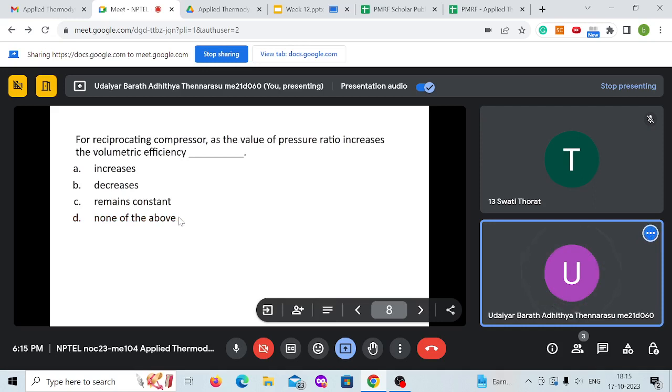So moving on, for a reciprocating compressor, as the value of pressure ratio increases, the volumetric efficiency dash. So in a reciprocating compressor, if your pressure ratio is more, what happens to volumetric efficiency? It will decrease, and you have a relation for this, but let's see physically what happens and why the volumetric efficiency decreases.